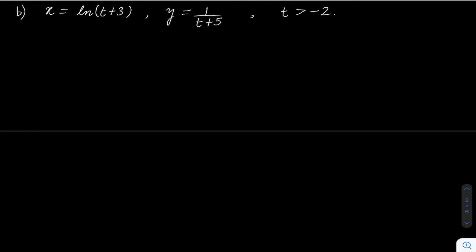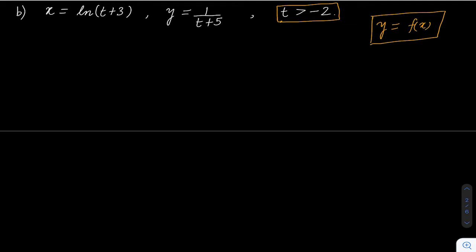Now second question. Second question is, x is ln of t plus 3 and y is given as 1 upon t plus 5 and t is given as greater than -2. Okay, so this is what my parametric equation is like. Now I have to convert this into Cartesian form. So I need the function as y equal to f(x) form, right? This is my Cartesian function or Cartesian equation. So what I will do is I will try to find t value from one of the equations and then substitute in the second one. That is, make t the subject in one of the equations, then substitute in the other.